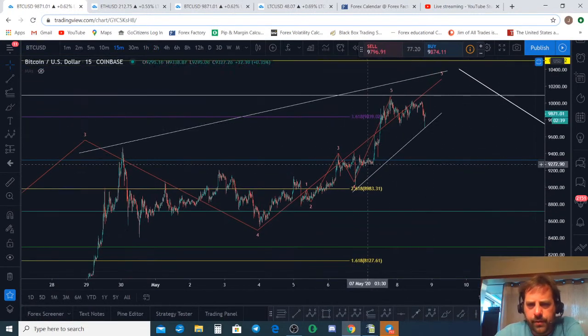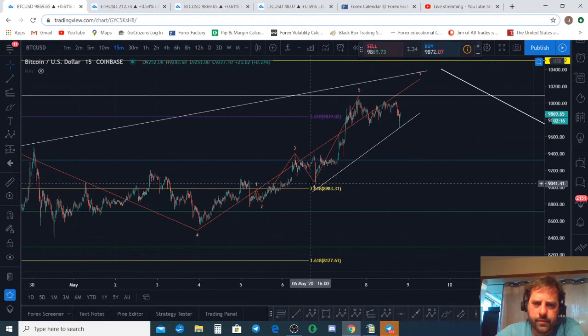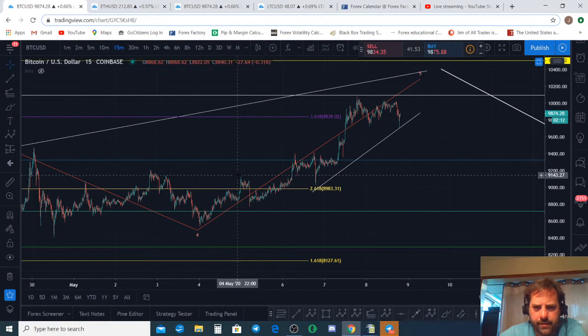One, two. I'm just trying to do some more work on this count. 1, 2, 1, 2, 3, 4, 5. That could be finished. That could be 4, and then we get 5th wave.